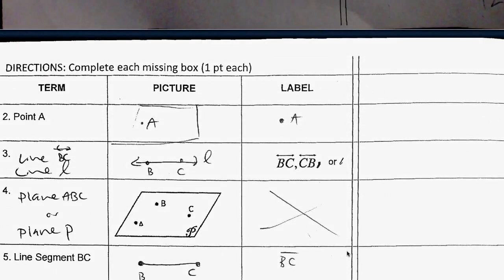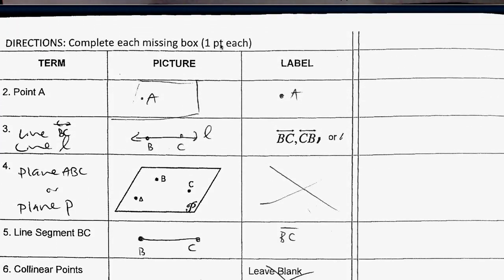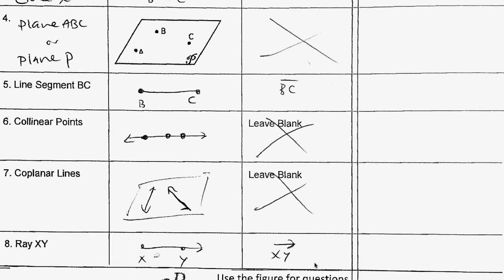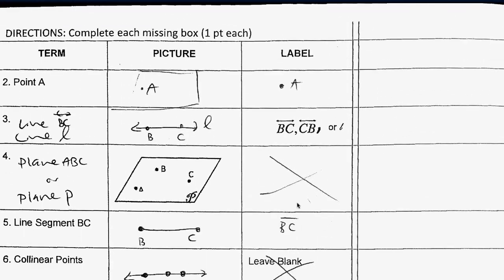All right, directions: complete each missing box, 1 point each. I told you to leave those two blank, and there's really no labeling for this one, so I put an X there. So if you put anything in there, I didn't give you a point, or took away a point. It tells me point A, so I drew a plane and put a point there. You could have drawn a line, and there's my label, point A.